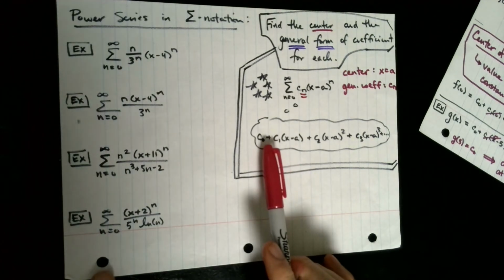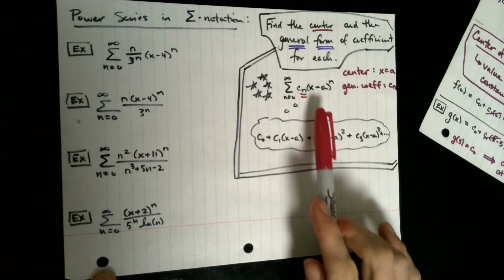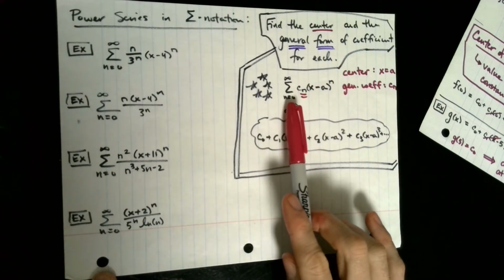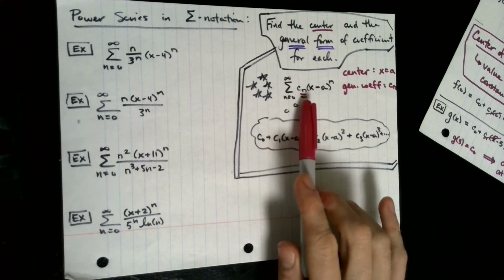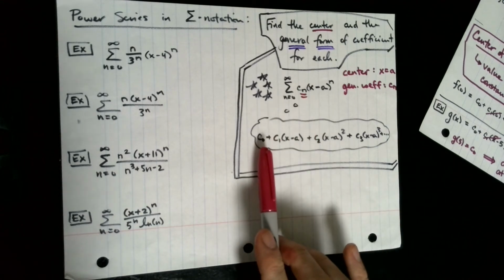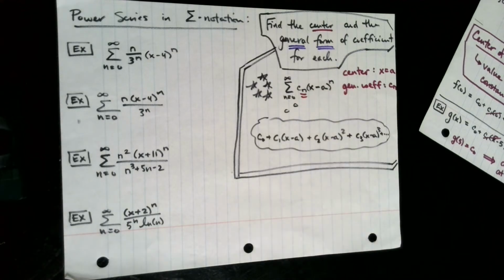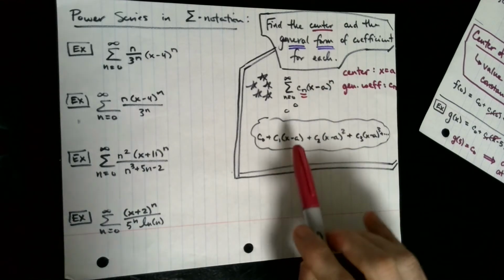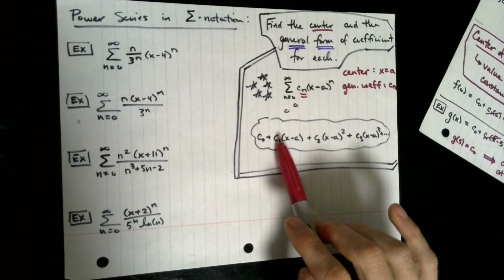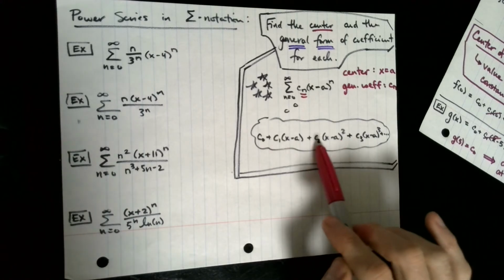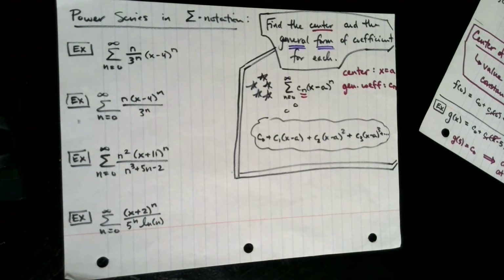And if you look at this power series expanded out here, note, by the way, this is just in sigma notation. So if you let n equal 0 first off, you'll just get c0, because x minus a to the 0 power would just be 1. Anything to the 0 power is 1. Plug in n equals 1, you'll get c1 times x minus a, c2 times x minus a squared, and so on.